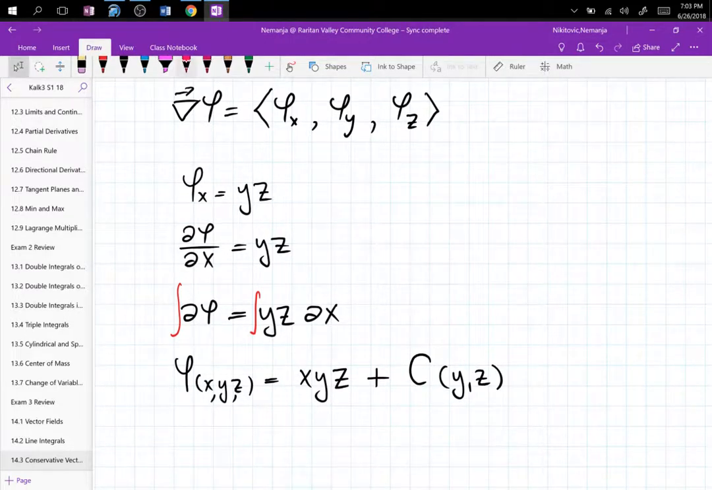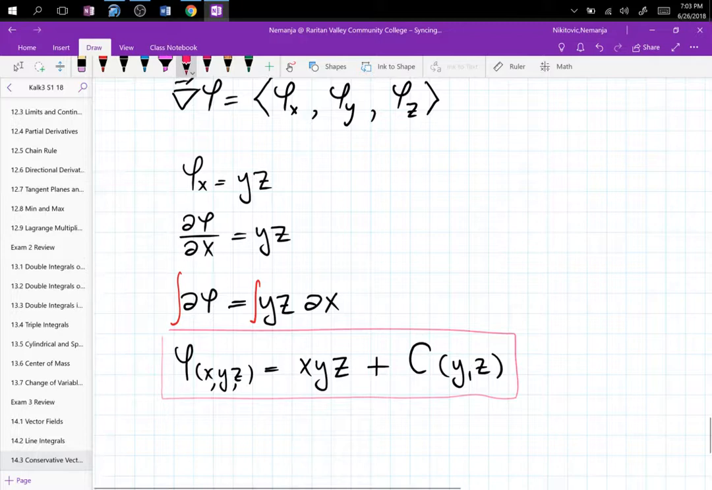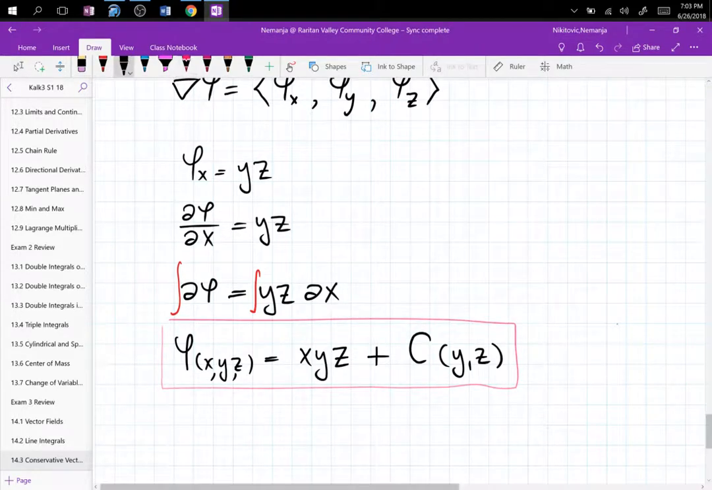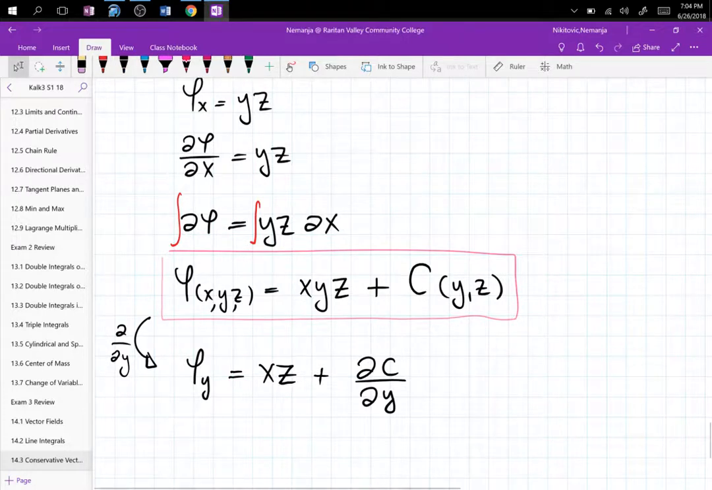So now I'm going to box this lightly, right? Because this is not the final answer to the problem, but it's a pretty good one. It's the best we have so far. All right, so what I'm going to do next, I'm going to take this and take the partial derivative with respect to y. So I'm going to find phi y, and phi y is going to be xz plus the partial derivative of c with respect to y. Right, that's what I'm getting.